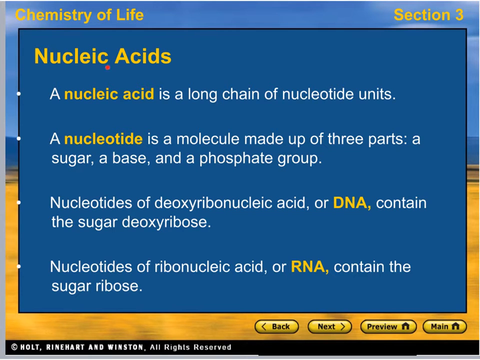Another term that you may hear when talking about proteins is called a nucleic acid. Now, a nucleic acid is a long chain of nucleotide units, and a nucleotide is a molecule that's made up of 3 parts. It has a sugar, a base, and a phosphate group. Nucleotides are found in something that you have probably heard of, deoxyribonucleic acid, or DNA. These are going to contain the sugar deoxyribose. And then we also have nucleotides of ribonucleic acid, or RNA. These also contain the sugar ribose.